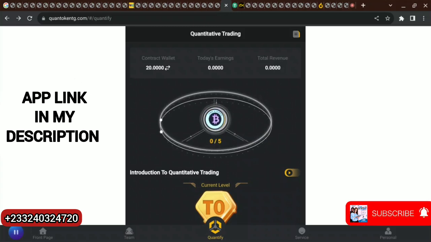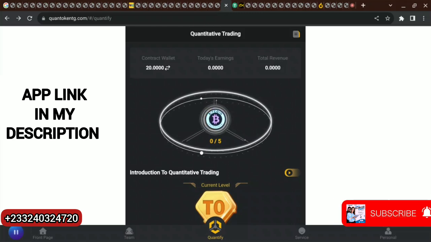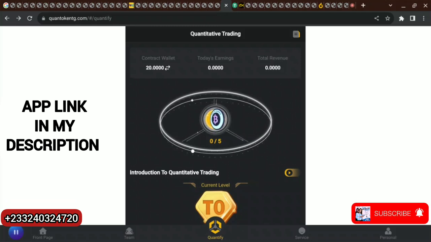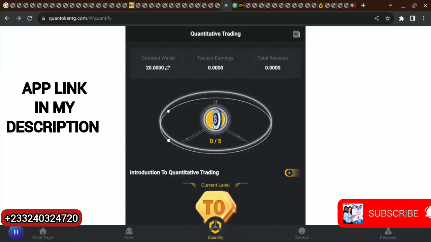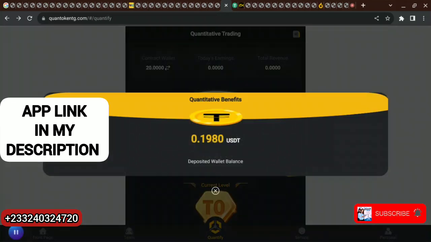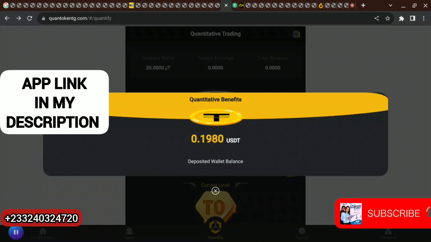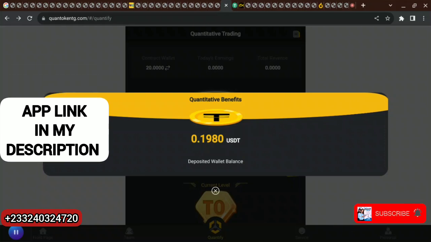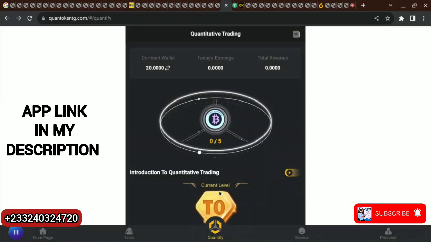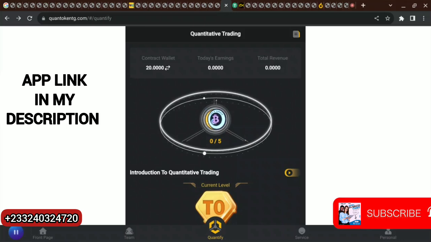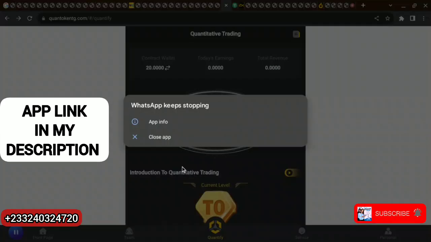So every day you'll be earning 0.7 USDT. When it comes to the quantify and you do this, you'll be earning 0.7 every day for 90 days. I have quantitative benefit of 0.181980 USDT, so it means I've earned some amount to my current balance.